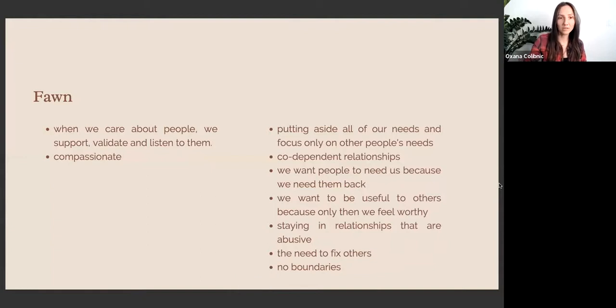Okay, and fawn. In a normal state, it would look like when we care about people, we support, validate and listen to them, and we're compassionate. And in a not normal state, it would look like we're putting aside all of our needs and focusing only on other people's needs, staying in relationships that are abusive, the need to fix others, and no boundaries. This would also be the people pleaser type of response.